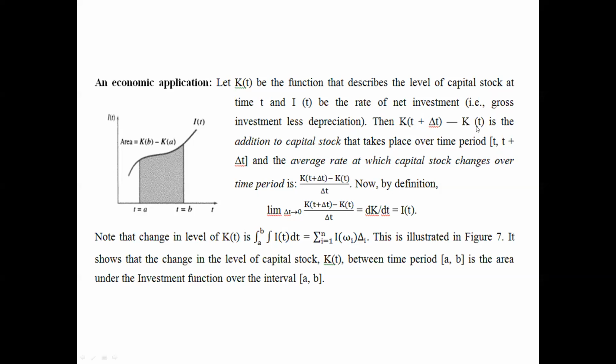So we started off at K(t), and suppose we are considering a time in the future. So time goes up by delta t. The difference between the two is the addition to capital stock. The average rate at which capital stock changes is the increase in capital stock divided by the time period, which is delta t. So if we take the limiting case, delta t tends to 0, then this term will be dK/dt, and this is equal to I(t).